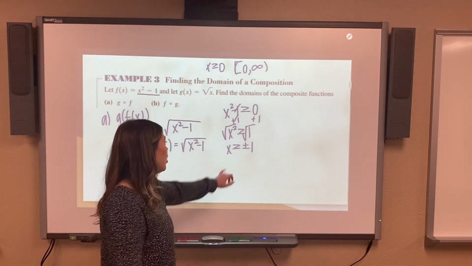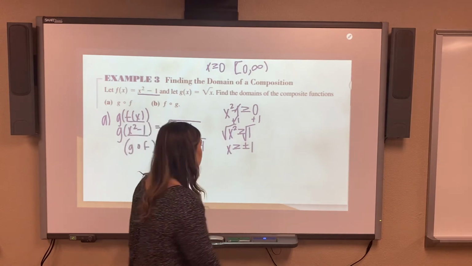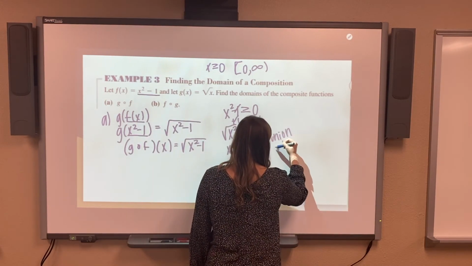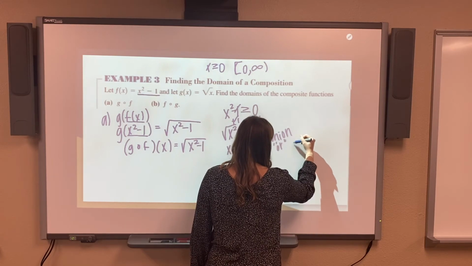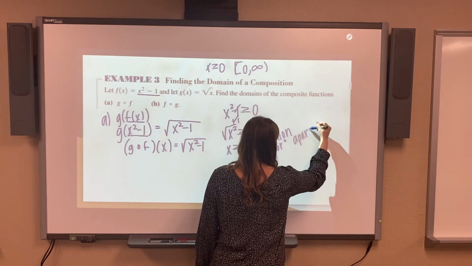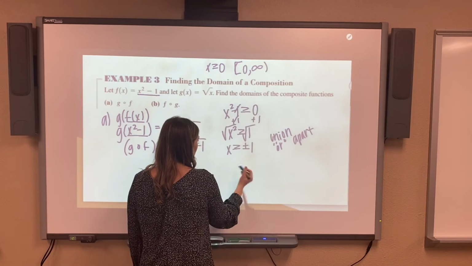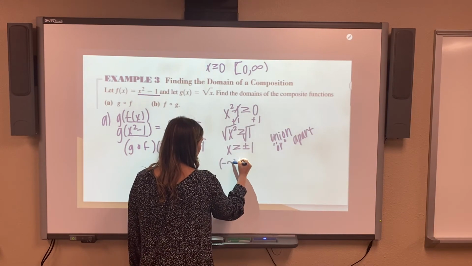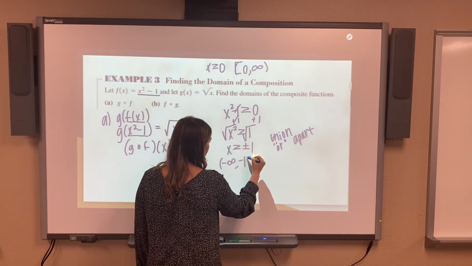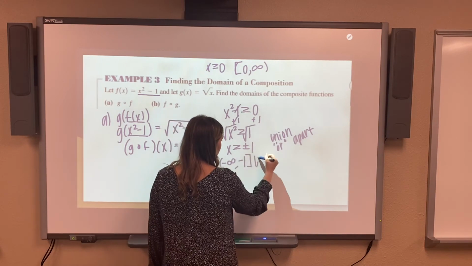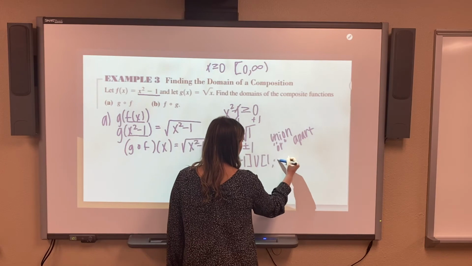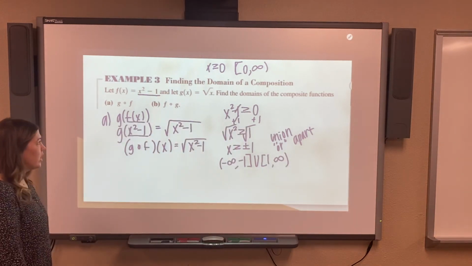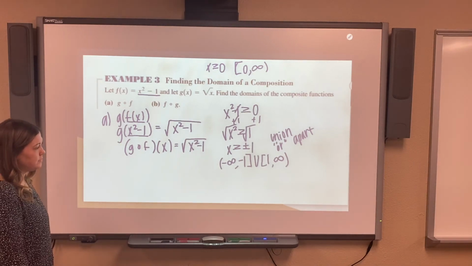Okay, if we look, this is a greater than or equal to, so that means this is a union. This is an OR problem, and so they're going to be apart. So we have negative infinity to negative 1, included, with the union of 1 to positive infinity. And that would be your domain for g of f of x.